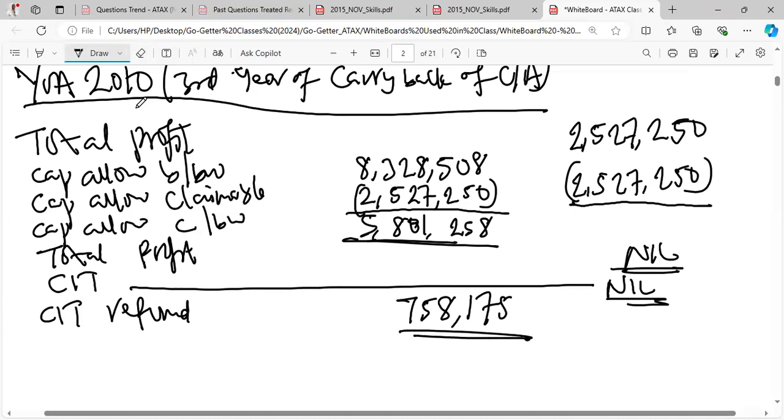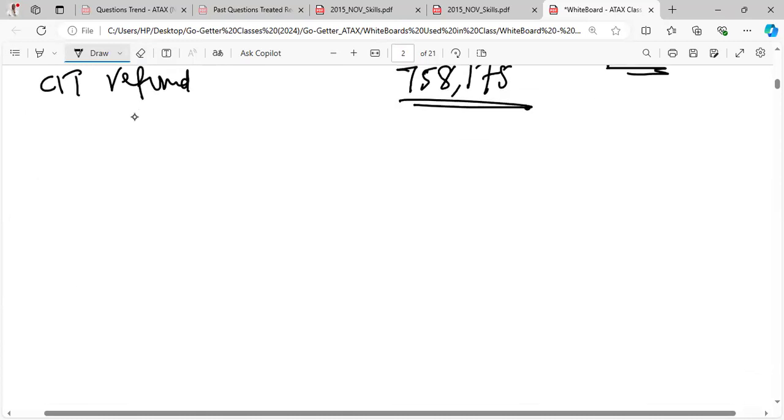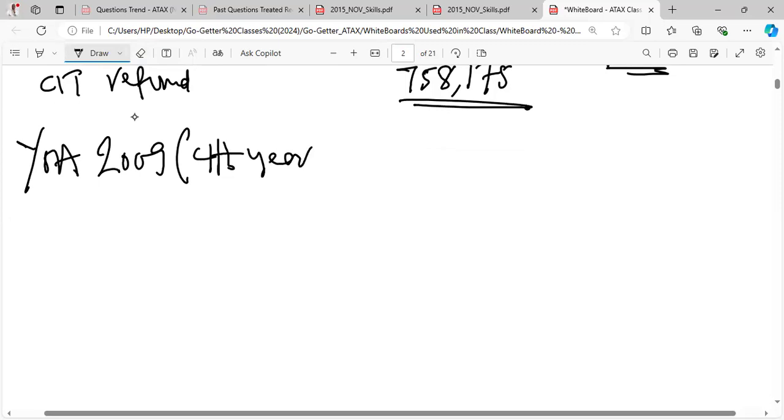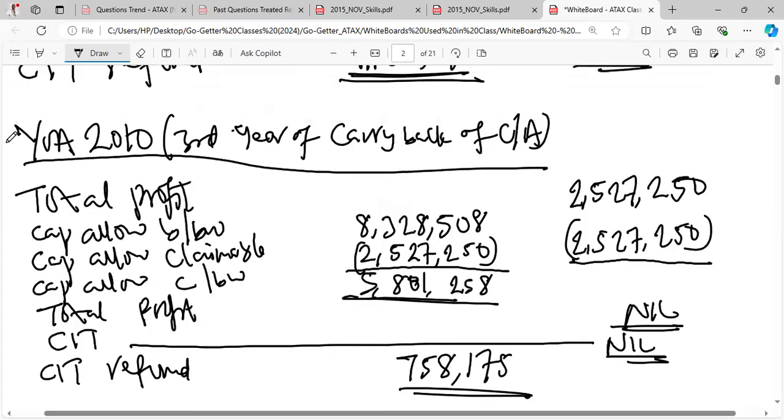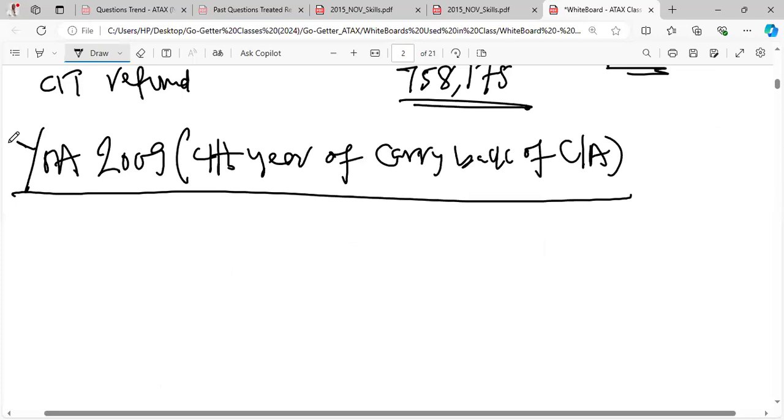Then we'll go to the fourth year, which is 2009. Year of assessment 2009. Fourth year of carry back of capital allowances. Let me be sure it is 2009. That's going to be the fourth year. So what do we do?